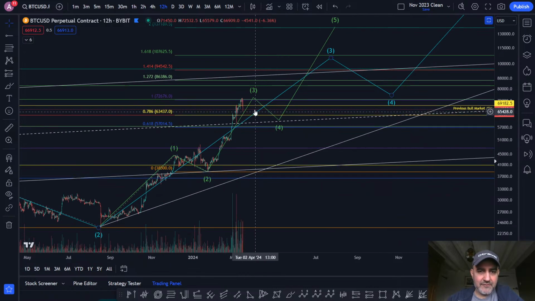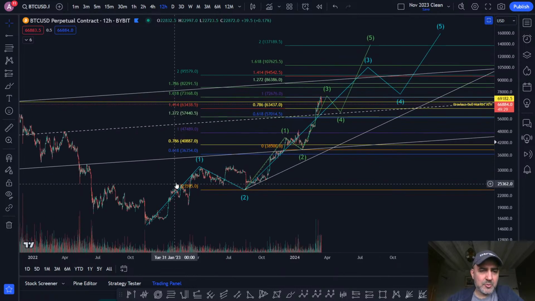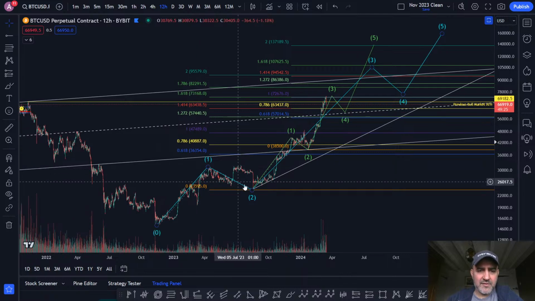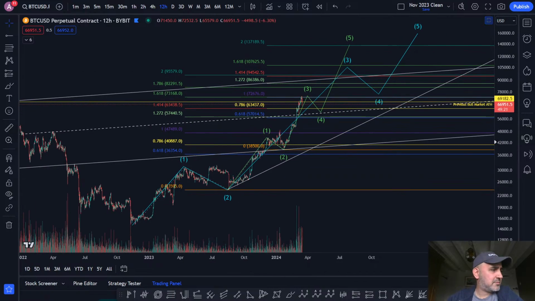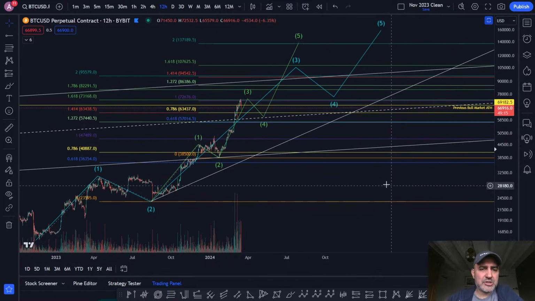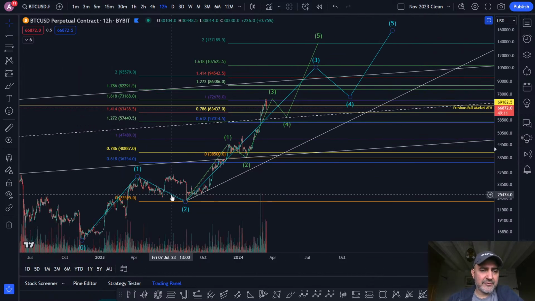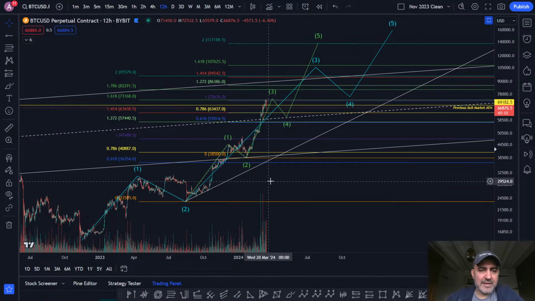this is only the wave 3 of 3. And this is what I'm saying, look. We've had the 1. We've had the 2. We're in the 3 right now. Okay. And in the 3, there are 5 waves. So every bullish impulsive wave has 5 waves. That's how it breaks down. Every corrective wave has 3 waves, A, B, C.